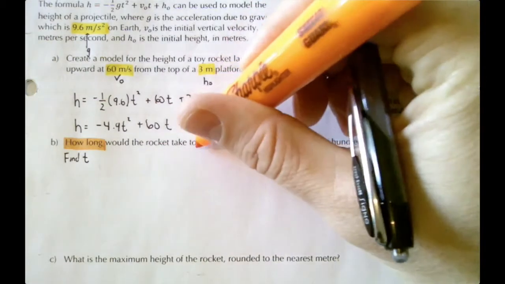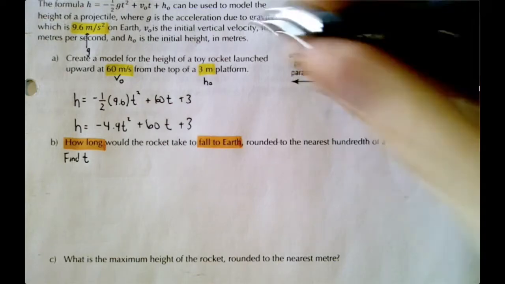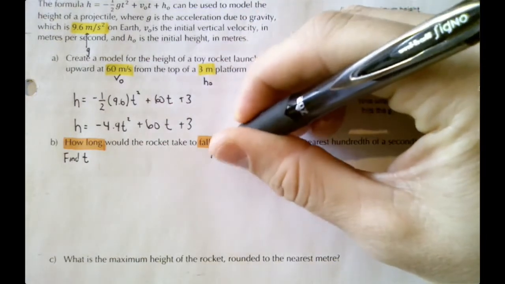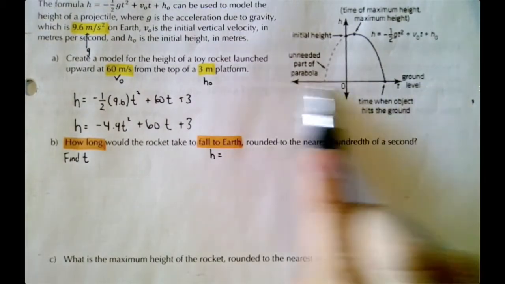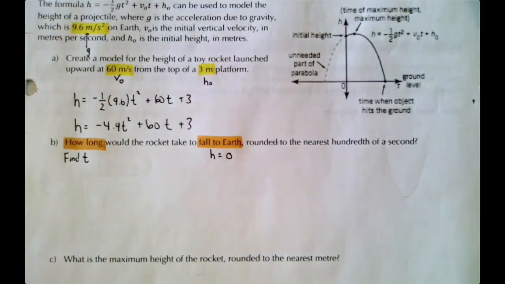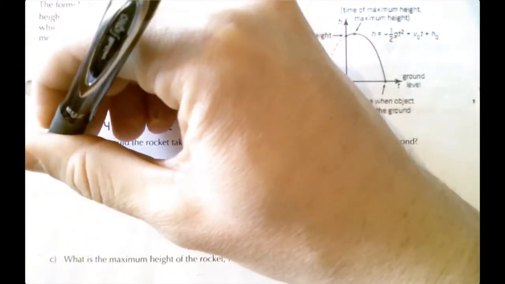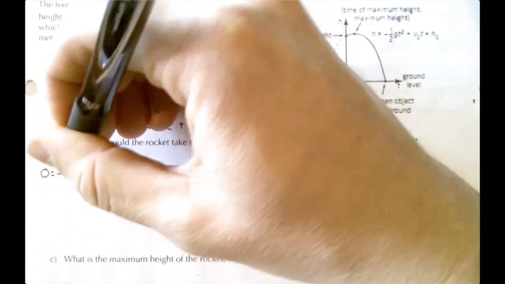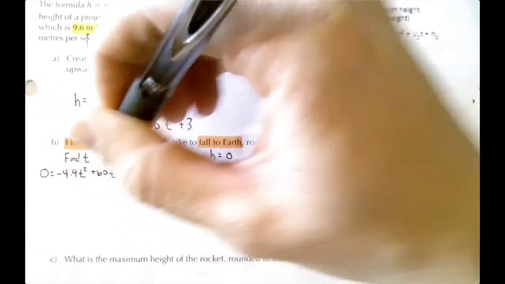Fall to Earth also tells us something. That tells us what height we're talking about. Earth would be ground level, so that would be a height of 0. So we're finding t when the height is 0. We're just going to use our equation to do that. Here's my equation. We want height 0. So we have 0 equals -4.9 t squared plus 60t plus 3.